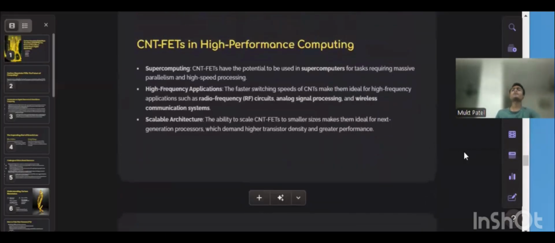Here is the next, high performance computing with CNT FETs. Supercomputing, high frequency applications, and scalable architecture. CNT FETs have the potential to be used in supercomputers for tasks requiring massive parallelism and high speed processing. High frequency applications: the fastest switching speeds of the CNTs make them ideal for high frequency applications such as radio frequency circuits, analog signal processing, and wireless communication systems. Scalable architecture: the ability to scale CNT FETs to smaller sizes makes them ideal for the next generation of processors, which demands higher transistor density and greater performance.